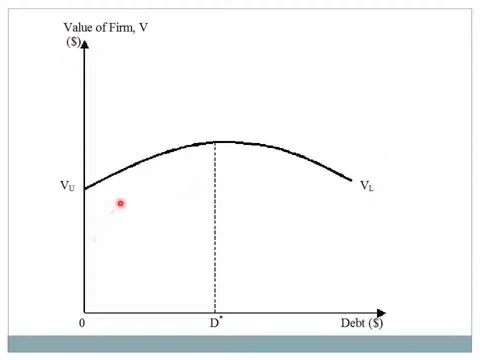Here, this is the same graph in terms of showing you value. So an unlevered firm is a firm that has no debt in its capital structure, and again, this is debt. And a levered firm is a firm that does have debt in its capital structure. And so the optimal capital structure is the proportion of debt and equity that maximizes the value of the firm.